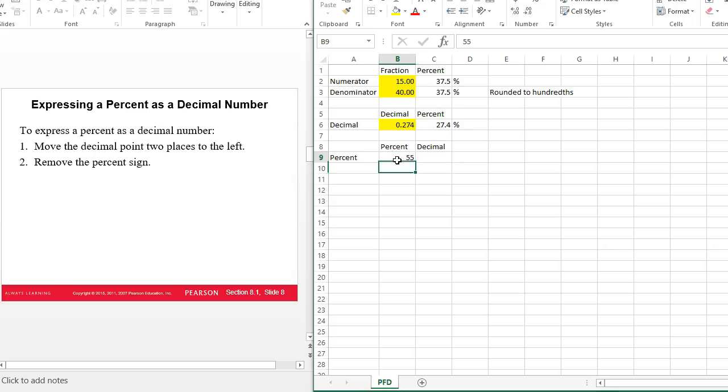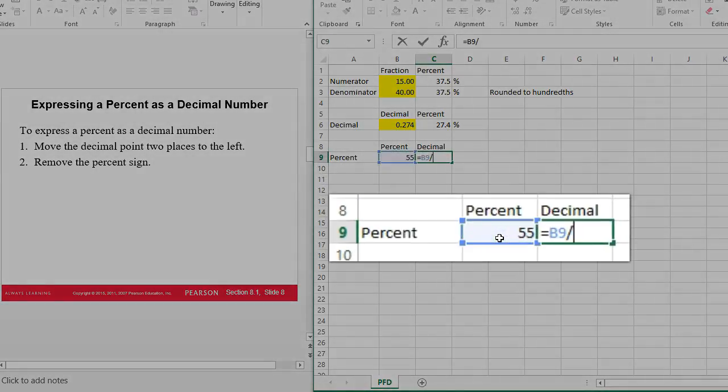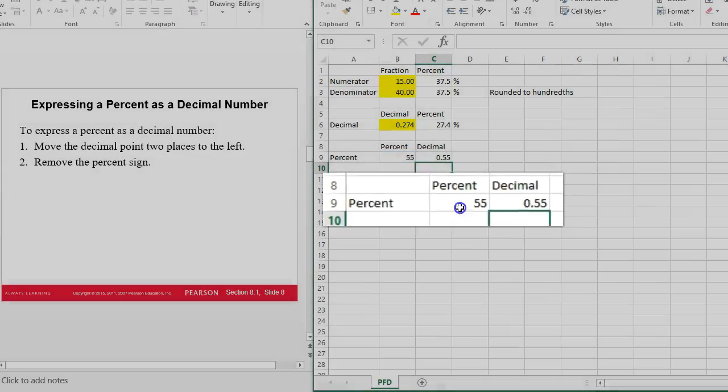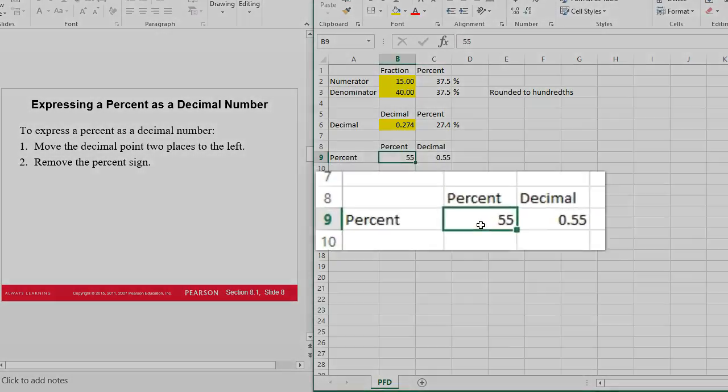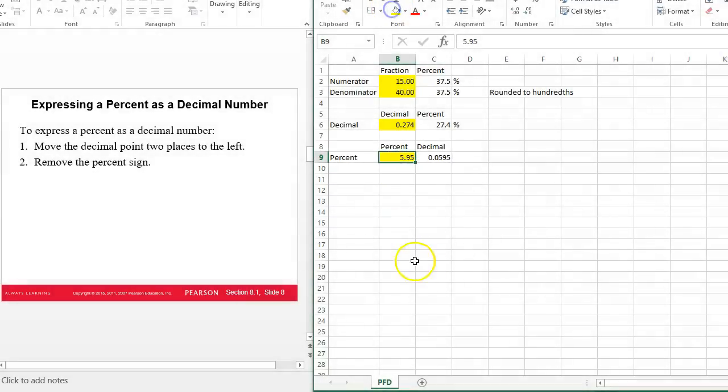and we change it to a decimal by, this time, instead of multiplying by 100, we're going to take this thing and divide by 100. Alright, that's equivalent of moving it 2 places to the left. So now no matter what I put in there, 45.67%, 0.4567, alright, 5.95%, 0.0595.